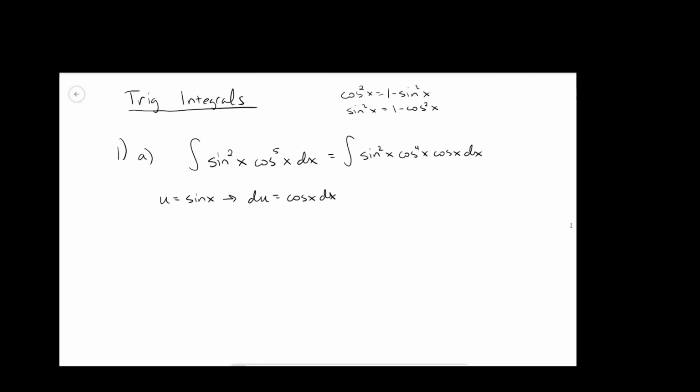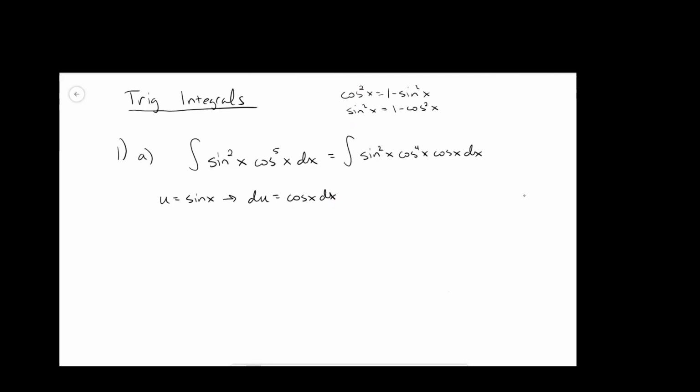Now, if you look here, that cosine x dx, right? Cosine x dx, it is now right there. So what we've done is we've saved one of those cosines for the substitution that we're making. And now when we see cosine x dx in our new integral, the u integral that we're going to make, that cosine x dx will turn into simply du. So that's nice.